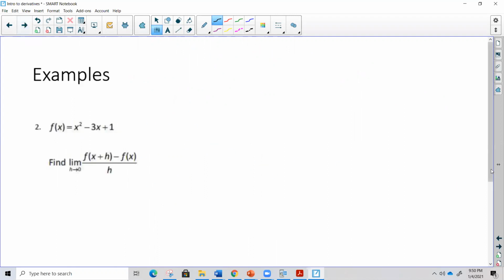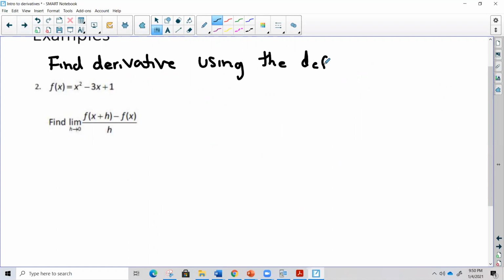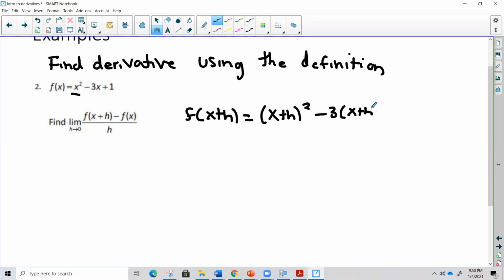Okay, so let's do a little bit harder one algebraically. Another way to put this would be: find the derivative using the definition. And if they say that, you are using this formula here. Okay, so let's figure out f of x plus h. And so if I do that, everywhere I see an x, I'm going to replace with the quantity x plus h. So I'd have x plus h squared minus 3 times x plus h plus 1.